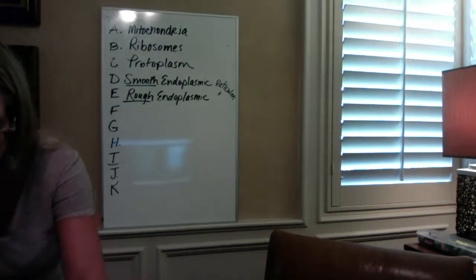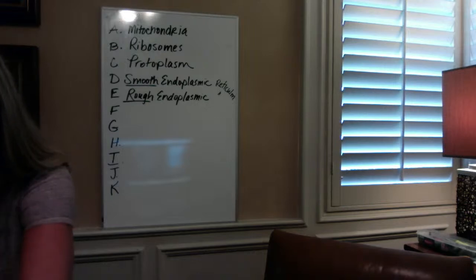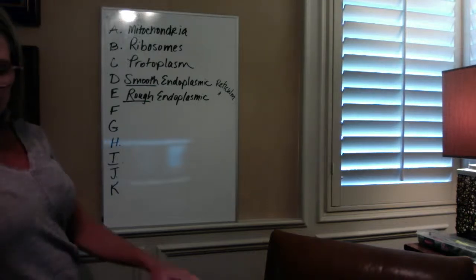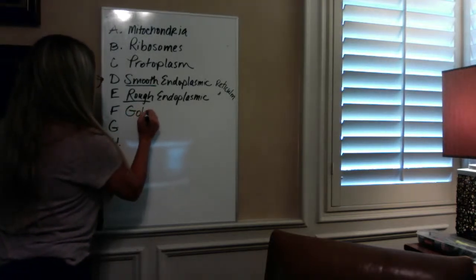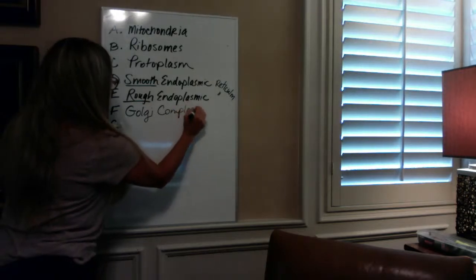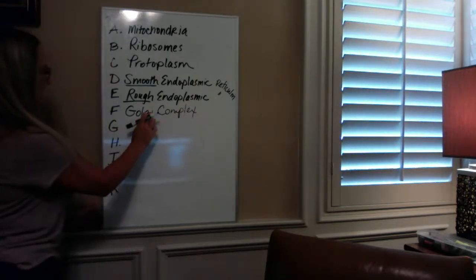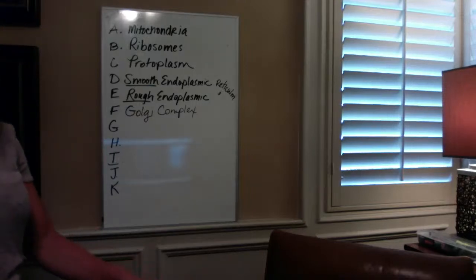Okay, let me see. We're A, B, C, D, E. Okay, we are on F. So F is at the top. And F is our Golgi complex. Again, one that you may or may not have to know for state board. I don't think you will, but we're going to cover our base just in case. And that's G-O-L-G-I, Golgi complex. And then G.